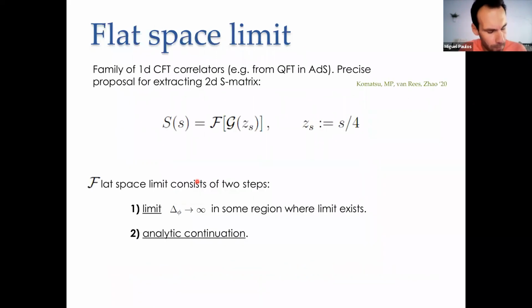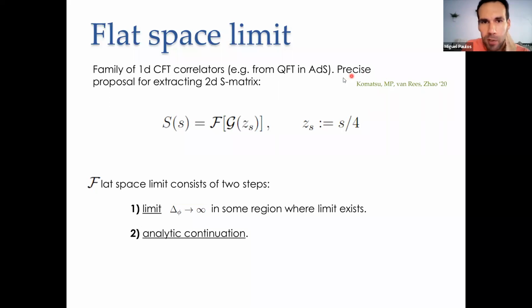Okay, so now I think I'll talk about the flat space limit, which is a bit more fun. Suppose that now you have a family of 1D CFT correlators, or a family of CFT correlators on the line, but okay, let's think of this case for definiteness. So this could arise, for instance, by putting a quantum field theory in AdS2. And so you get a family because you can tune the AdS radius. Of course, there are many other previous works, but recently with Balt and Shota and Xiang, we made this proposal for extracting the S matrix from the correlator.